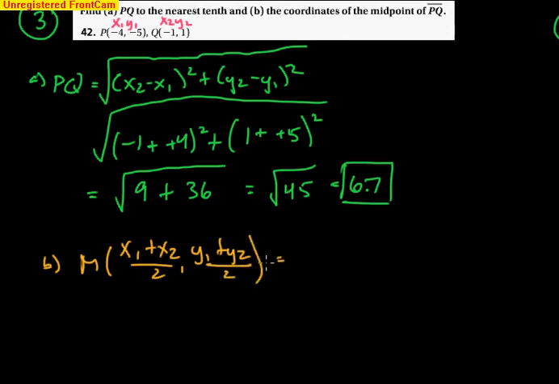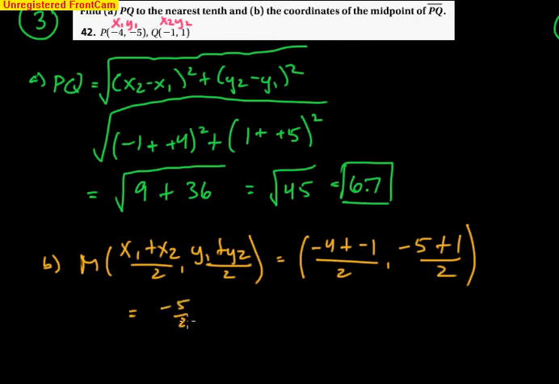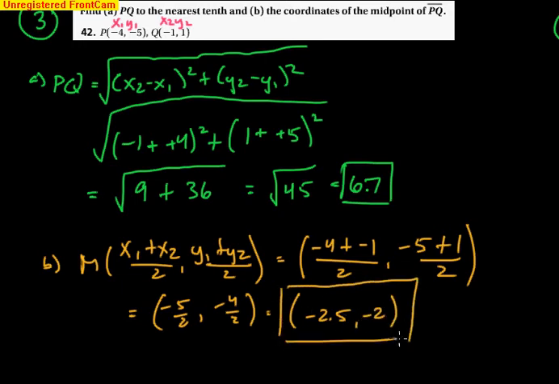So I'm going to go left to right here. So x1, negative 4 plus x2, which is negative 1, divided by 2. And the y's, negative 5 plus 1 divided by 2. That is negative 5 over 2 and negative 4 over 2. And you can leave this as negative 5 halves, or you can do the decimal, negative 2.5. I don't care. And the second one simplifies to negative 2. And there's the midpoint.